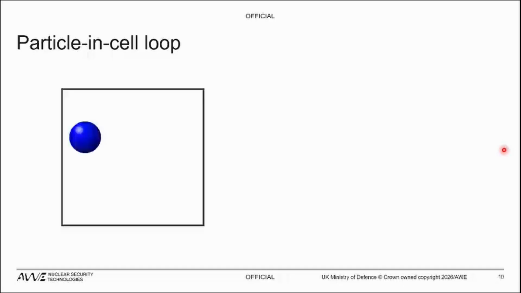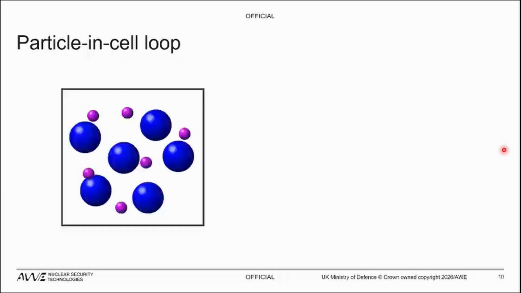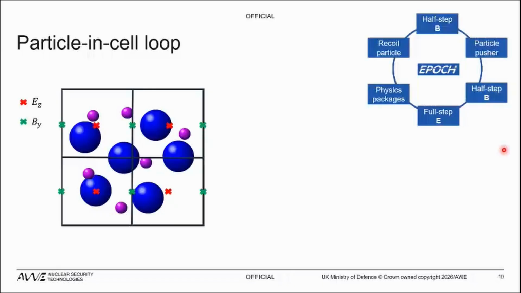And the way that EPOCH works, the way that it gets around this sort of n-body problem that we mentioned before, is it uses what we call the particle-in-cell loop. And this is where you take a load of particles and you put them in cells. Here, these are macroparticles. They represent huge numbers of real particles. And we have electric and magnetic fields evaluated at one point in each cell.